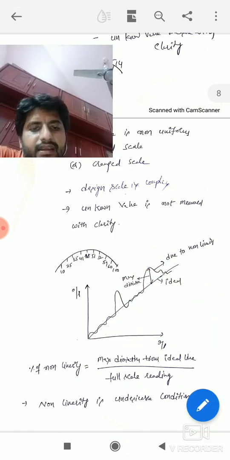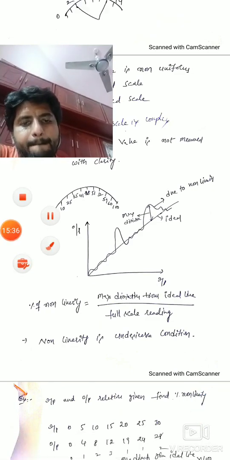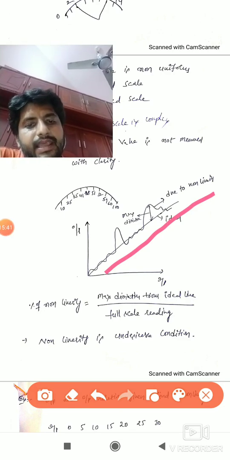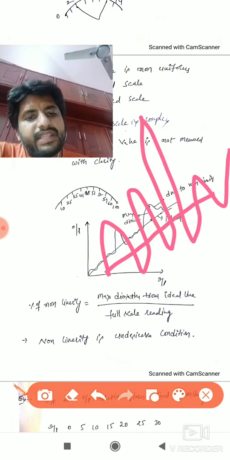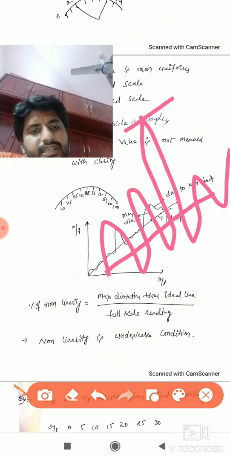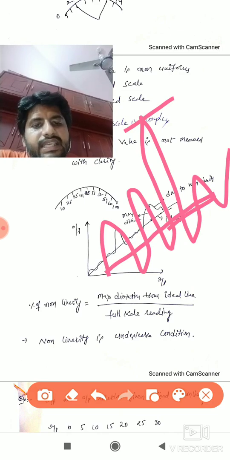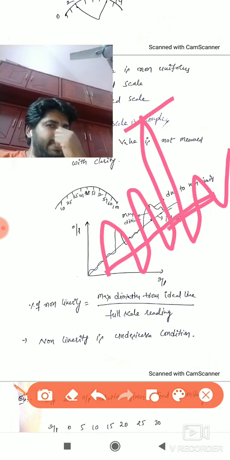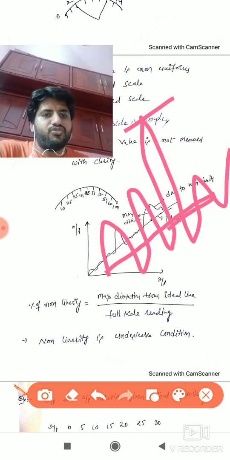So this is the ideal line, and this is the non-linearity. What is the percentage of non-linearity? This is the maximum deviation. The maximum deviation from the ideal line, relative to the full scale reading, we call the percentage of non-linearity, right? Non-linearity is an undesirable condition. You don't expect this type of characteristic in the instrument.